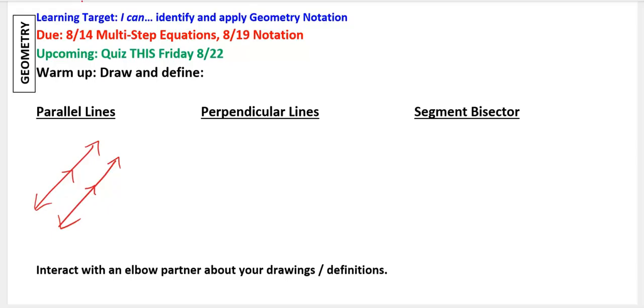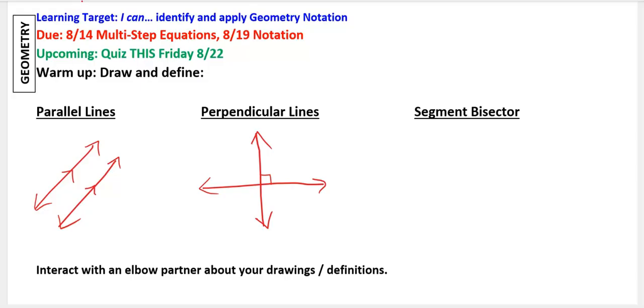Now, perpendicular. I've had people tell me perpendicular means that they intersect, which is a partial truth. Yes, perpendicular lines intersect, but what kind of angle do they make? 90 degrees is correct. Right angles is correct, however you want to say it. But it's not just intersecting. That's called oblique or something else. Perpendicular lines are intersecting at 90 degrees, right?